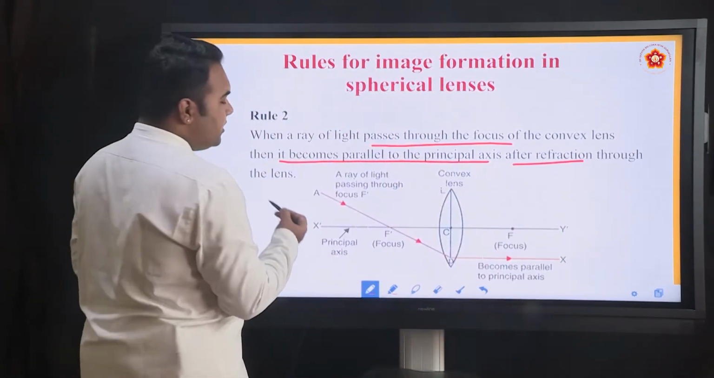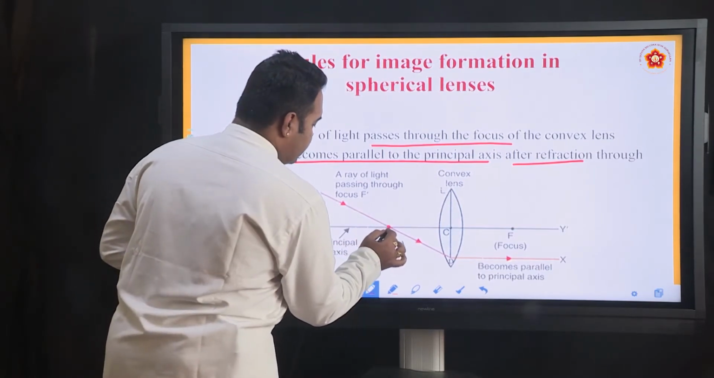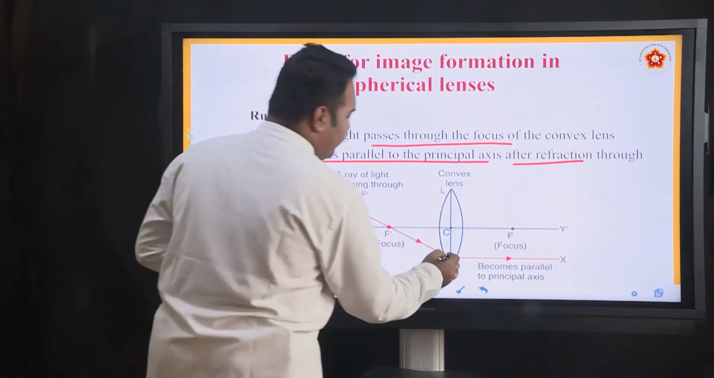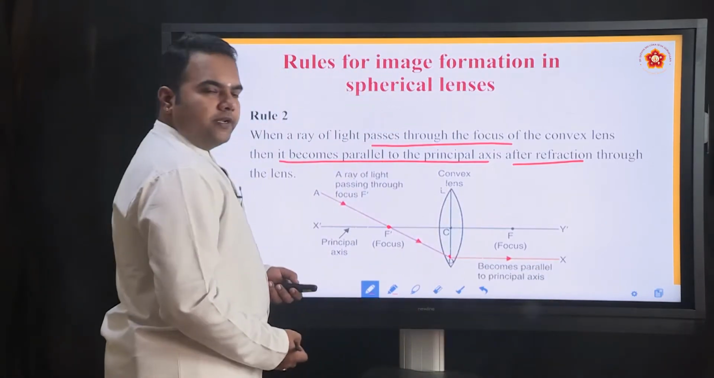Same as rule 2 in the case of spherical mirrors. A ray of light passing through the focus, after refraction from the lens, emerges parallel to the principal axis.